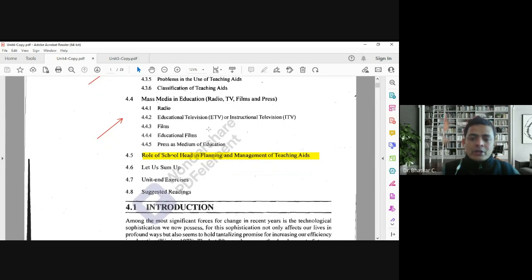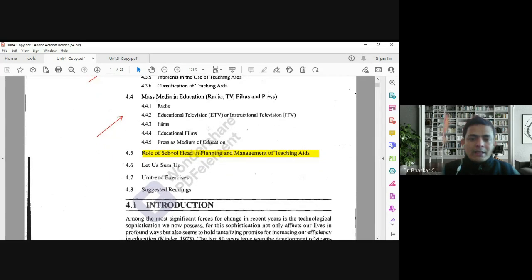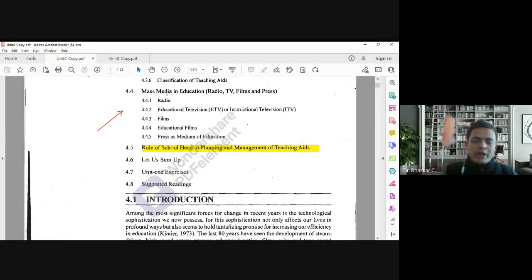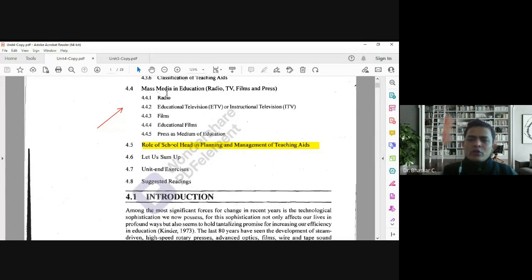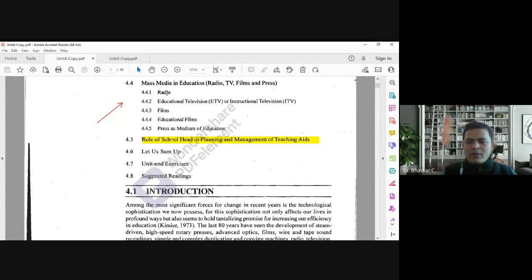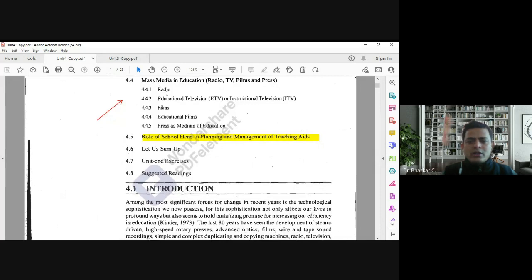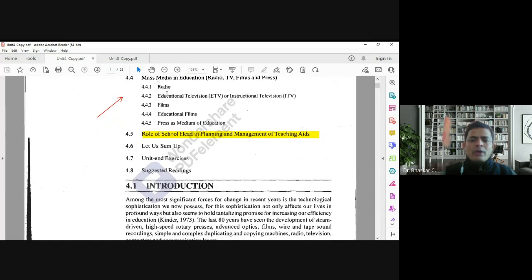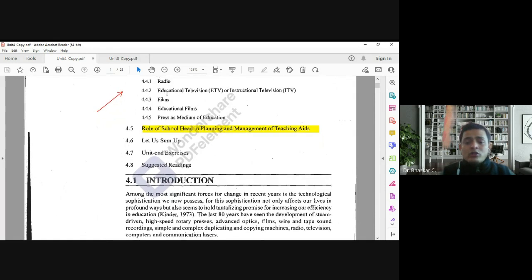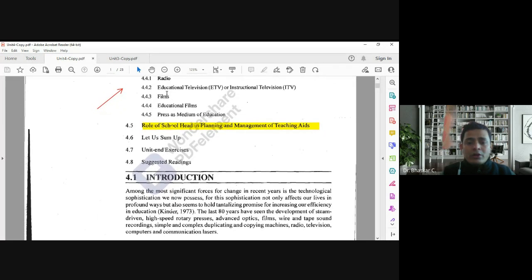Okay. So lastly, we will talk about mass media and education. We'll talk about the use of radio and television, and I'm sure that you are all very well aware of how radio, television, and films can be used for the teaching and learning process. Finally, we'll talk about the role of the school head in planning and management of the teaching aids. So this is the basic structure of this particular unit.